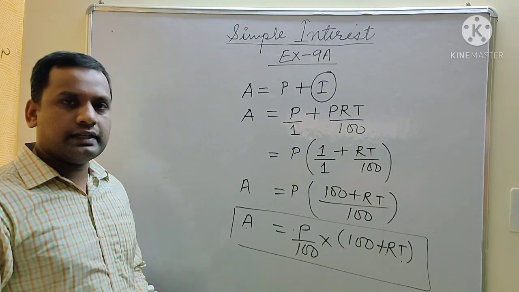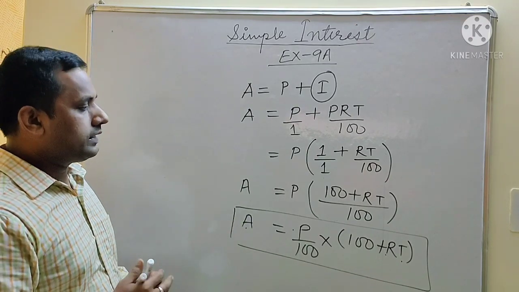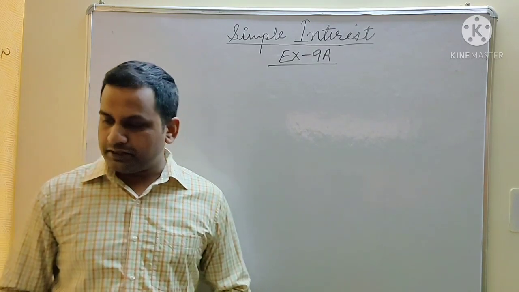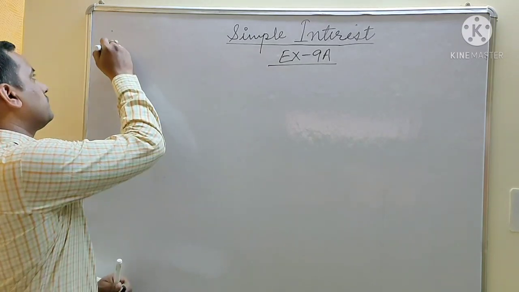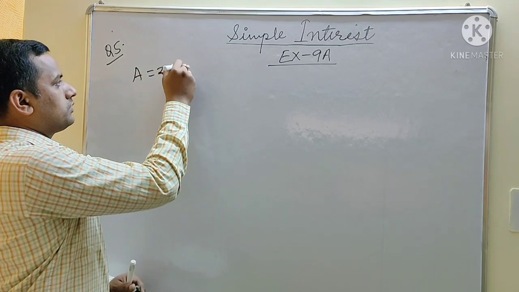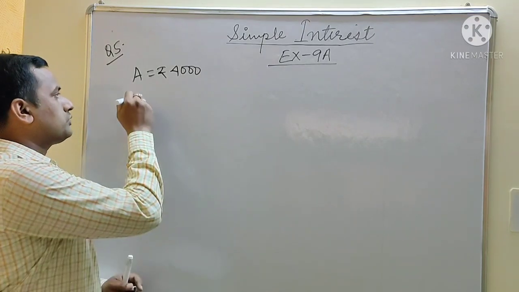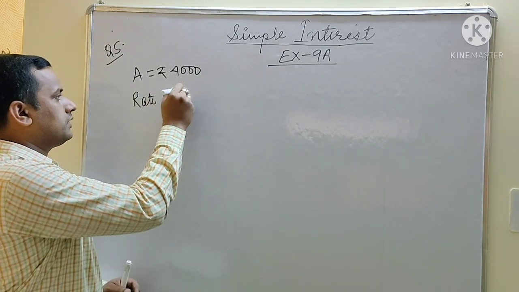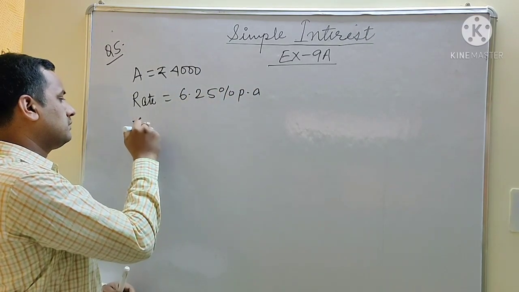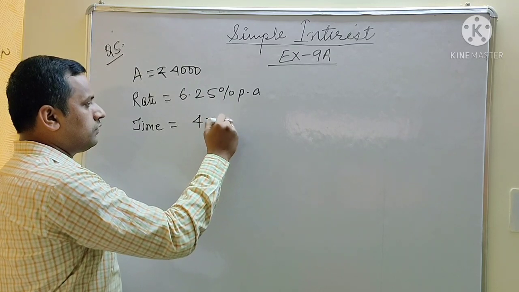That is, we can find the principal, or the rate, or the time, or the amount. So in question number 5, the principal is not given, it is asking for the principal. Amount is given, rupees 4,000. So first of all we will write all the information, that is amount is equal to rupees 4,000. Then the rate and time are given. Rate is equal to 6.25% per annum, and time is equal to 4 years.